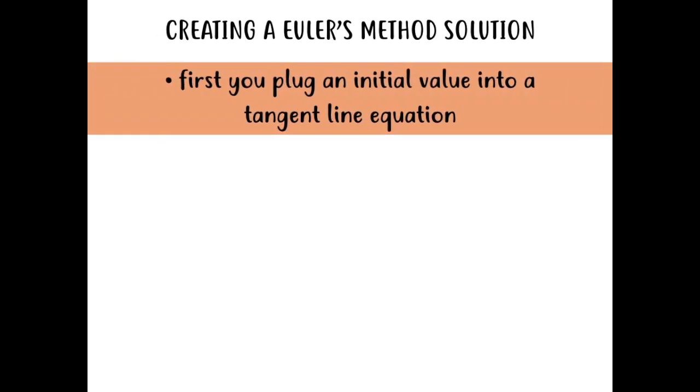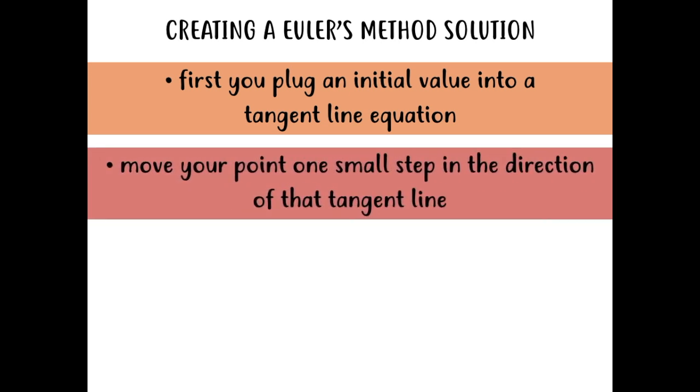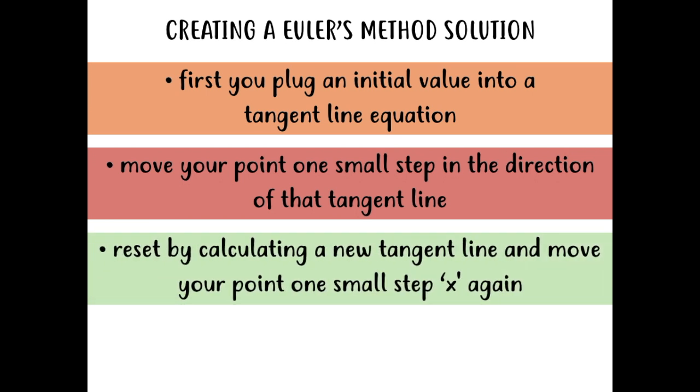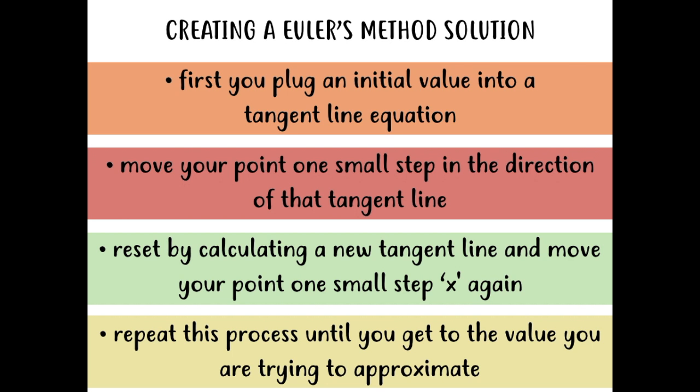So here are some steps in creating a Euler's method solution. First, you plug an initial value into a tangent line equation. Then, move your point one small step in the direction of that tangent line. We reset by calculating a new tangent line and move the point one small step again. We then repeat this process until you get to the value you are trying to approximate.